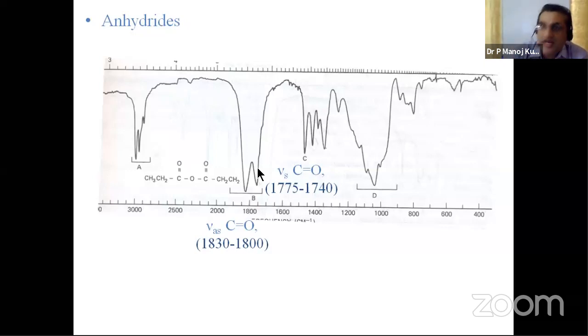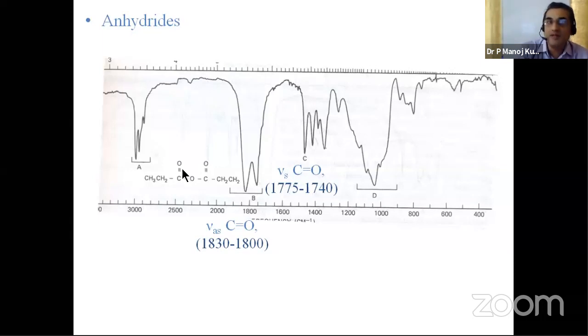I'll repeat the statement again. Among all the carbonyl containing functional groups, it will be the acid chloride and the acid anhydride which will be showing the highest value of C double bond O. And what will be the value? One asymmetric around 1800 to 1830 and one symmetric between 1740 to 1775.